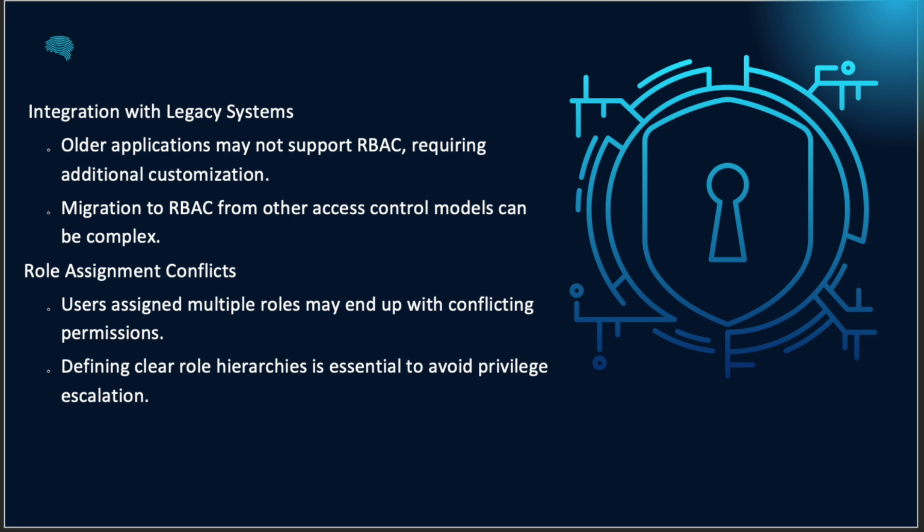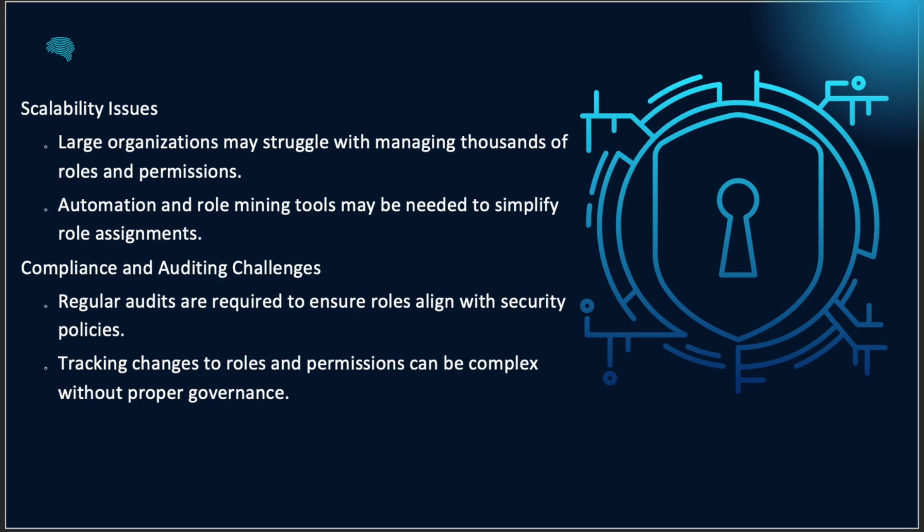Role assignment conflicts: users assigned multiple roles may end up with conflicting permissions. Defining clear role hierarchies is essential to avoid privilege escalation. Scalability issues: large organizations may struggle with managing thousands of roles and permissions. Automation and role mining tools may be needed to simplify role assignments.